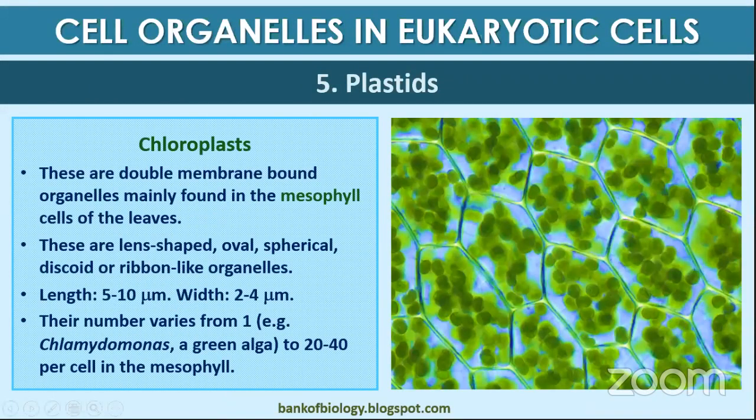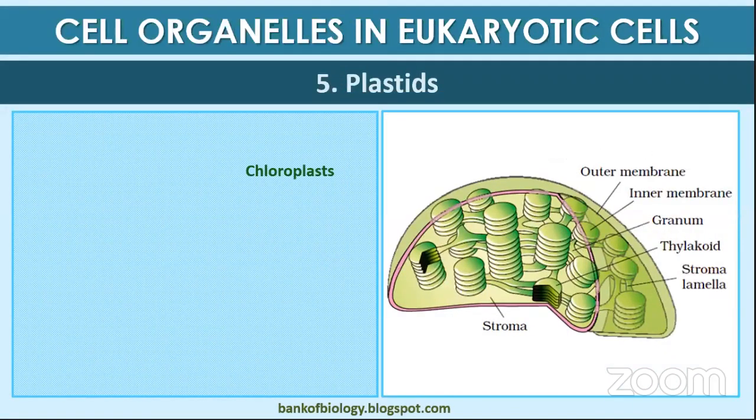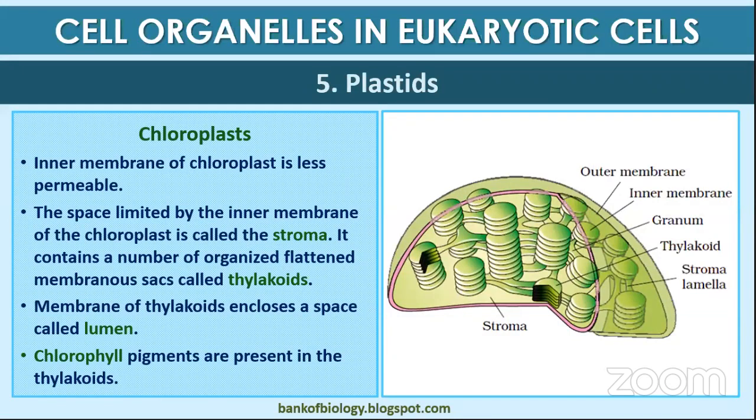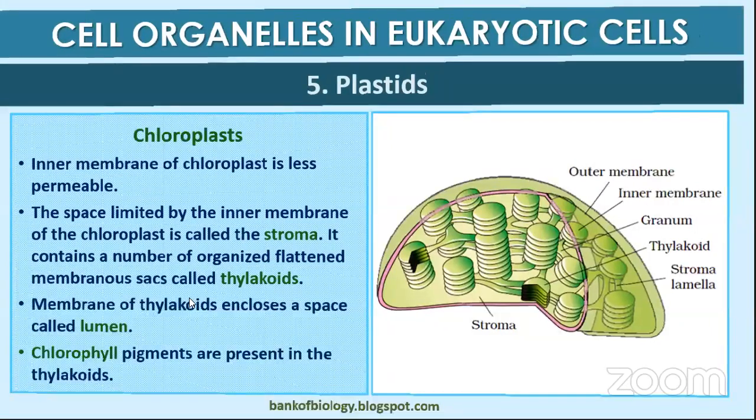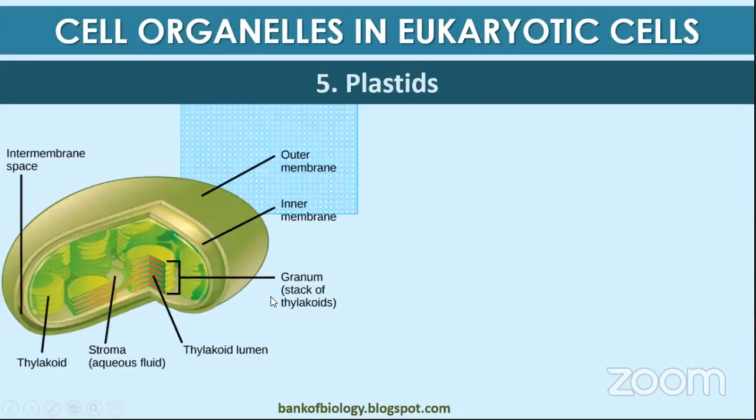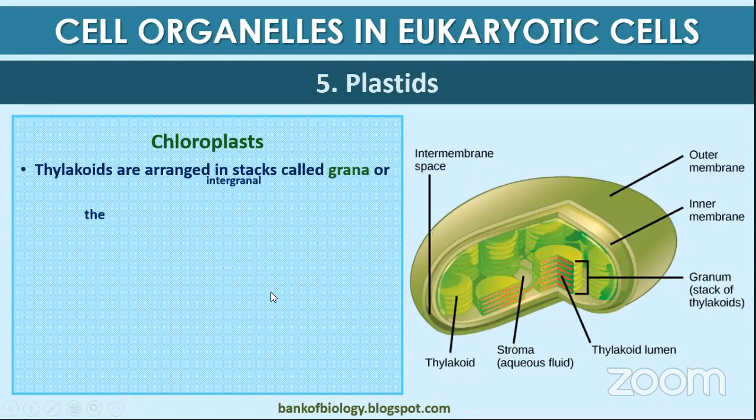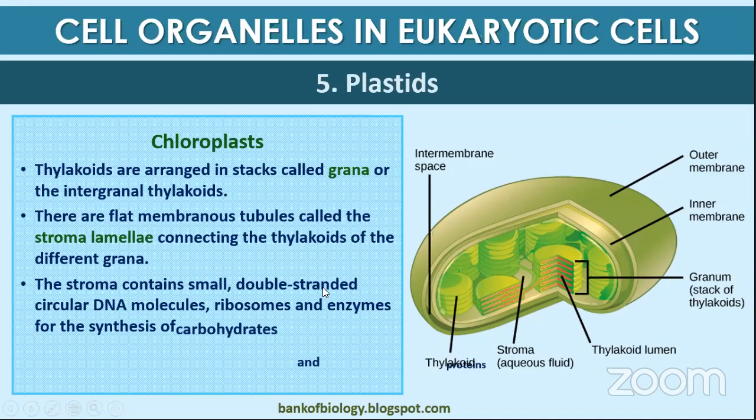Then plastids. Chloroplasts are double membrane bound organelles. They have an outer membrane and an inner membrane. The space between the two membranes is called the intermembrane space. The space interior to it is called the stroma. In the stroma, you have many coin-like structures stacked one above the other, which are called thylakoids. The thylakoids enclose a space called the lumen. Then the chlorophyll pigments are present in the thylakoids. Remember this. The characteristic feature is the green color.